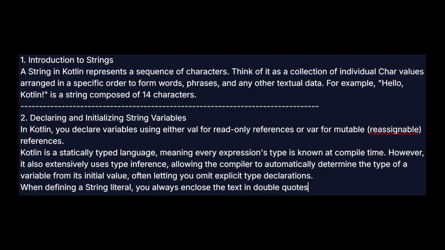In Kotlin, you declare variables using either val for read-only references or var for mutable, reassignable references. Kotlin is a statically typed language, meaning every expression's type is known at compile time. However, it also extensively uses type inference, allowing the compiler to automatically determine the type of a variable from its initial value, often letting you omit explicit type declarations. When defining a string literal, you always enclose the text in double quotes.